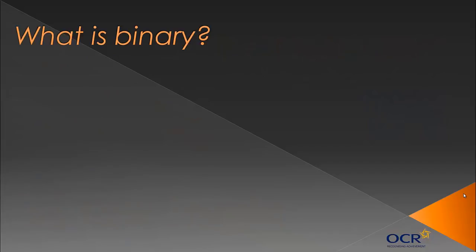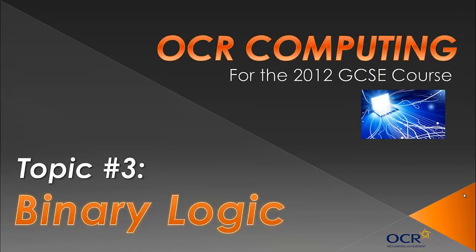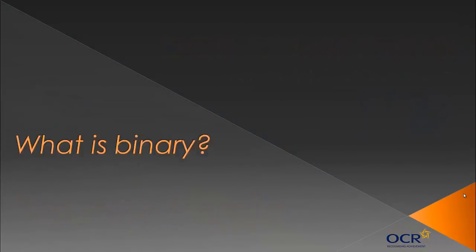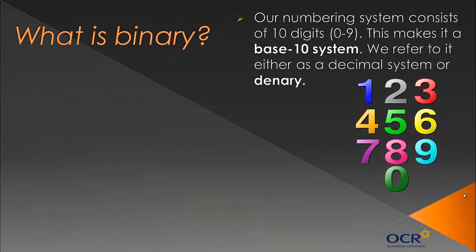So we're going to look at what binary is. Binary might be an unfamiliar term to you. Our numbering system, the human system that most countries use, is difficult to describe because it's not something you ever talk about, but it actually only uses 10 digits. The technical term for it is base 10. It's called a base 10 system.